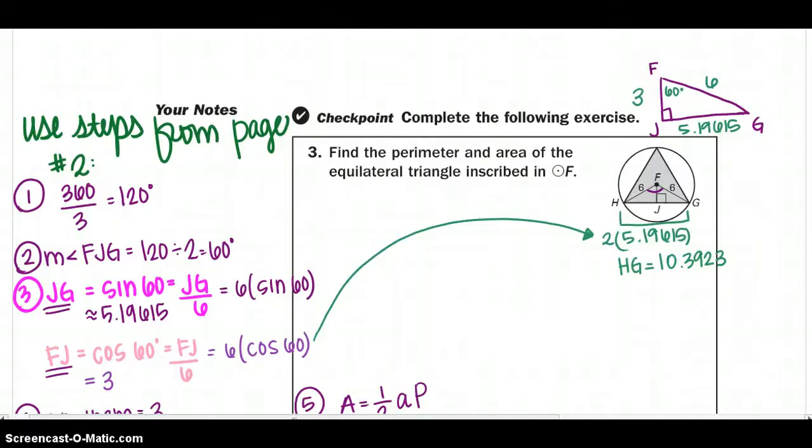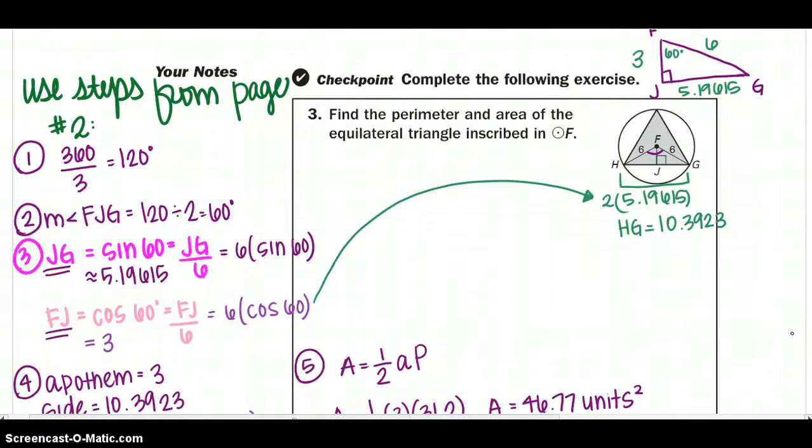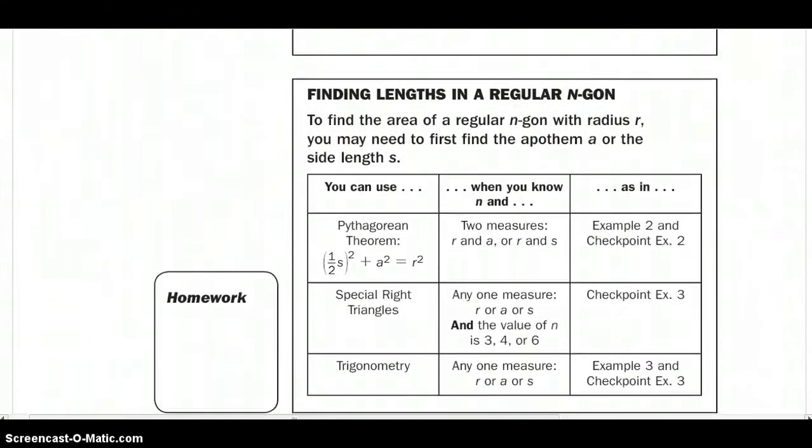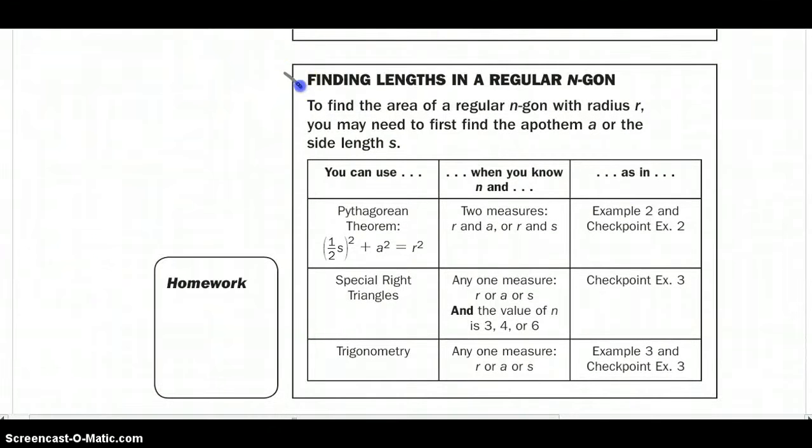So again, if you need to go back and re-watch the first video of 11.6, or you can restart this one as well to look at example number 3, that might be a great idea. And then last but not least, just finding the lengths of regular n-gons. We'll go over that more, but this is something that could be helpful, so just read over that. To find the area of regular n-gons with radius r, you may need to first find the apothem a or the side length. This is going to give you a little bit of a hint as to what to do first. You can look over that, and then the steps will also be helpful as well.